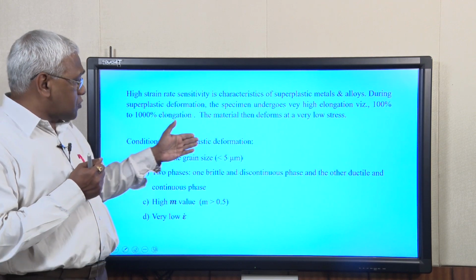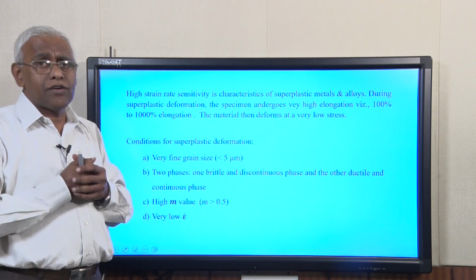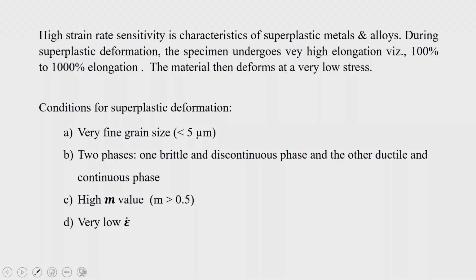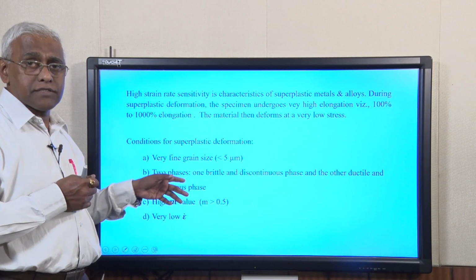The main conditions for superplastic deformation which people have highlighted, though there are some exceptions, are that the grain size of the material should be very fine, below 5 micrometers, and it should consist of two phases. One should be a brittle phase, which is discontinuous, and the other a ductile phase, which is continuous. In some cases this may not be necessary, but in general for metallic materials these are necessary.